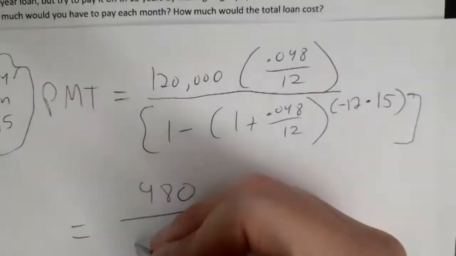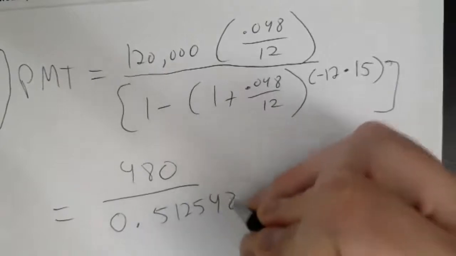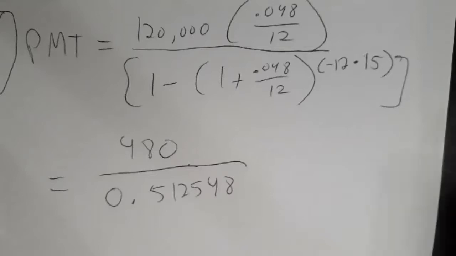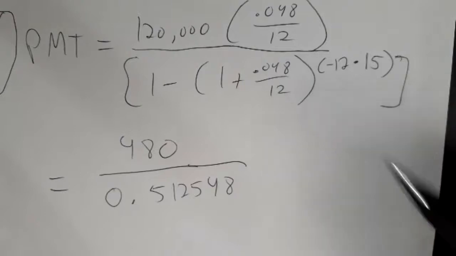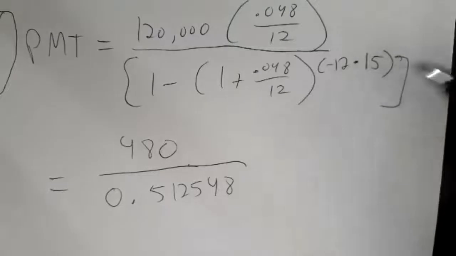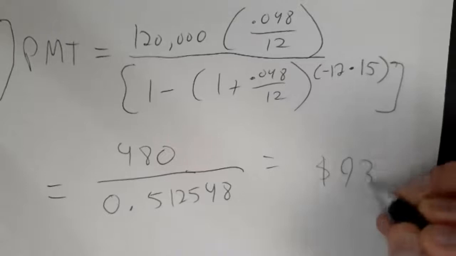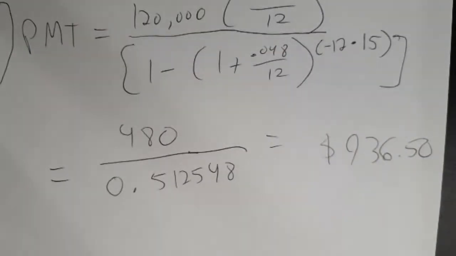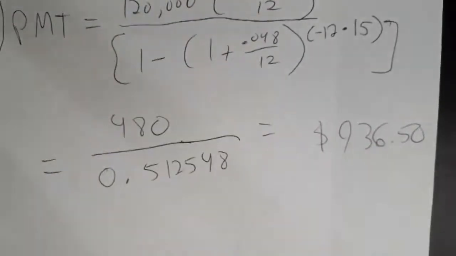This bottom is giving me, I'm just going to jump through a little bit. We've done hopefully enough of these examples. If you still have questions over it, come see me. Definitely ask me about the order of operations if you're having troubles with that. But I'm going to jump through these a little bit. I should get something like 0.512548 if I crunch all this stuff on the bottom. And if I do this, I'm getting a payment of $936.50. Okay, so what is that telling me?